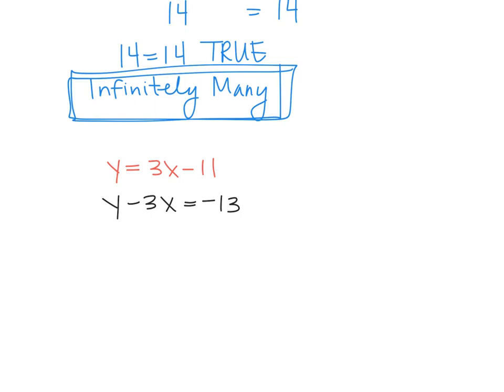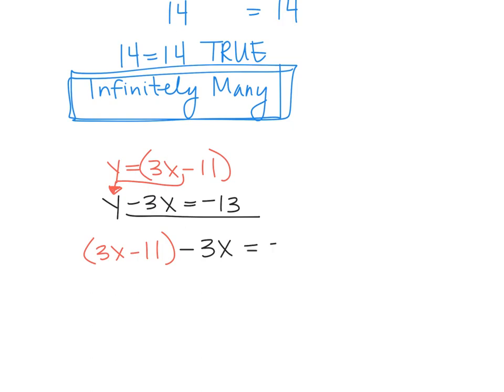Okay, look at this one. Step 1, isolate a variable. It's already done, right? The y is by itself. Okay, so that's done. Step 2, now you're going to substitute what that y equals. So this is going to go in place of your other y. So it's going to be 3x minus 11. And then you finish off the problem. Minus 3x equals negative 13.